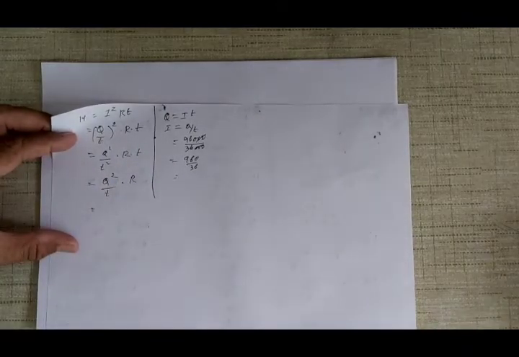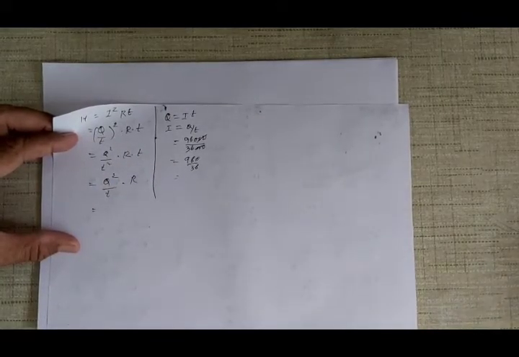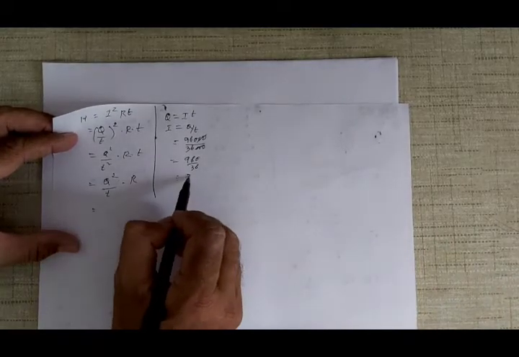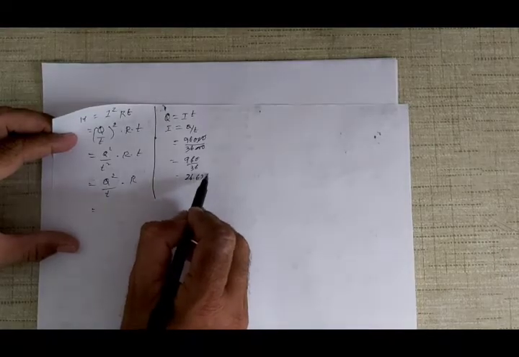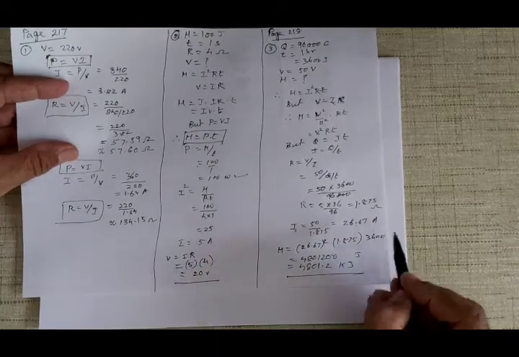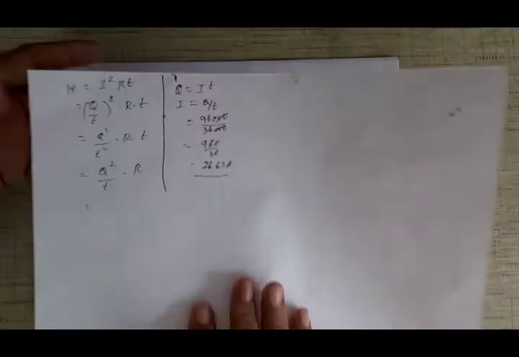960 divided by 36 is equal to 26.67 amperes. You can see here we got the same answer. I is equal to 26.67 amperes. It is the same way, but you can do it in a different way.